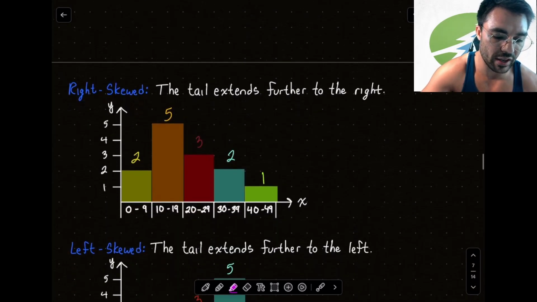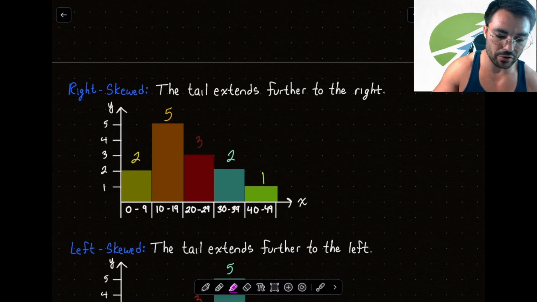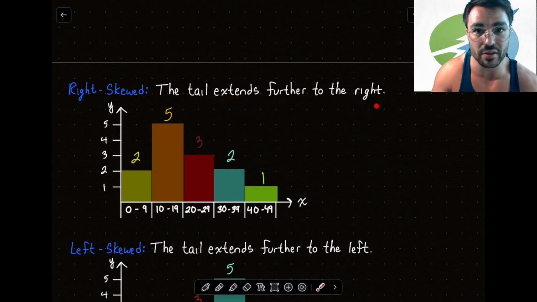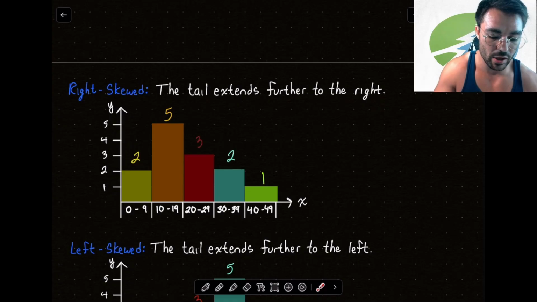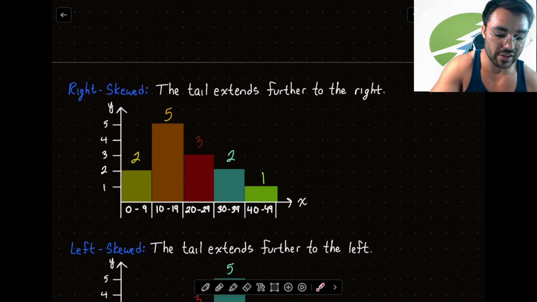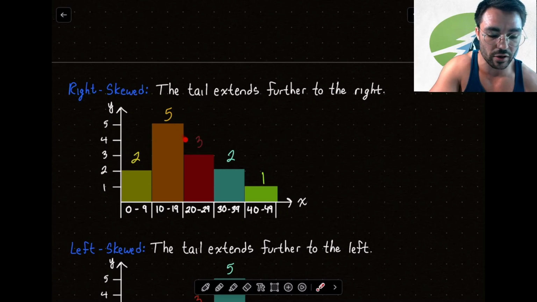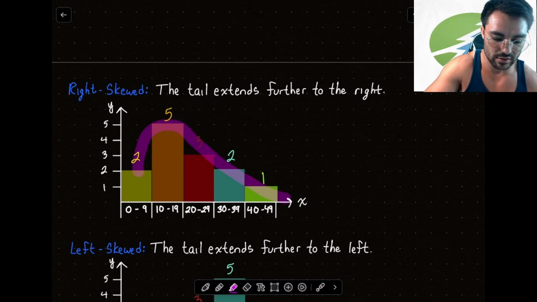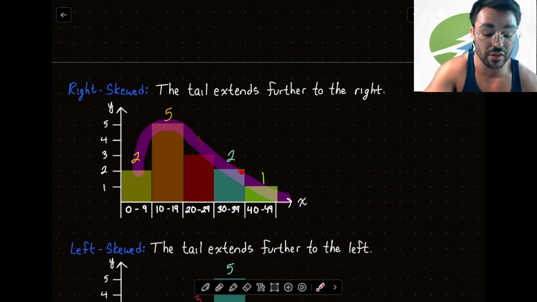Another example is right skewed. So right skewed, we have here, the tail extends further to the right. This is the biggest mistake I see all the time. A lot of students will say this is left skewed because the higher values are to the left. Wrong. It's where it creates a tail shape, which I'll highlight. See, this here is our tail. This thing is skewed to the right.